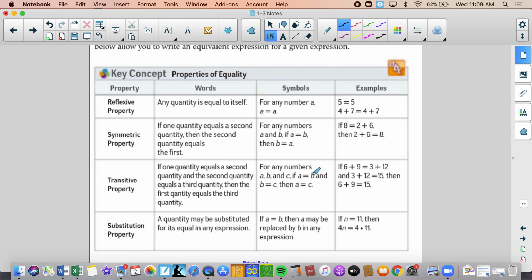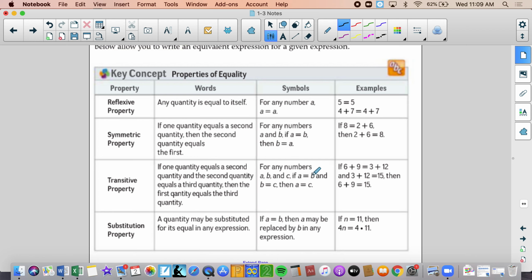Symmetric property: if one quantity equals a second quantity, then the second quantity equals the first. For any numbers a and b, if a equals b, well then b equals a. Again, this seems very logical, but mathematically they had to have properties to define that. So if 8 equals 2 plus 6, then the symmetric property says, hey, 2 plus 6 equals 8.